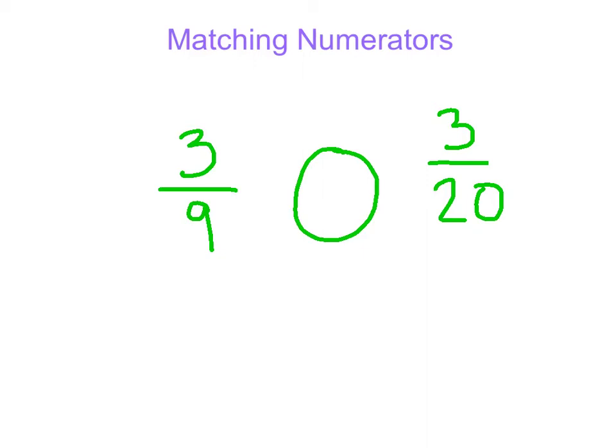Exactly. So no matter what, if you have 3 of those ninths, that's going to be bigger than 3 of those 20ths because you already know the 20th is smaller than the 9th. So that's comparing it 1 to 1 and knowing that the number on the top is the same. So if it was 1/9 and 1/20th, you know that 1/9 is going to be bigger. If it's 2/9 and 2/20ths, you know that 2/9 is going to be bigger, and 3/9 and 3/20ths. So that's where those matching numerators can help, but you still need to be looking at the denominator.